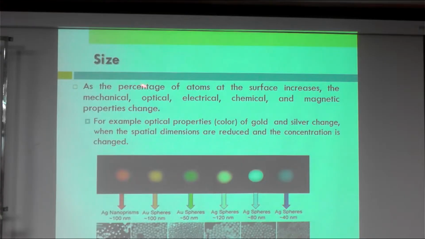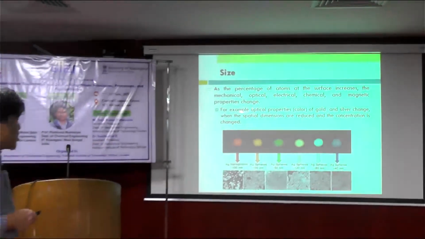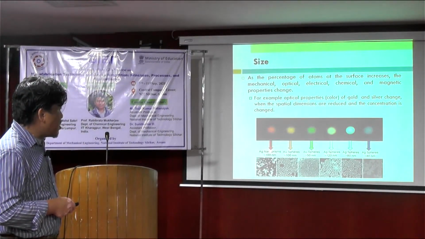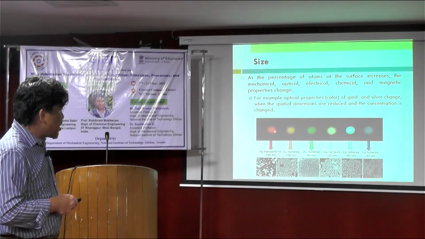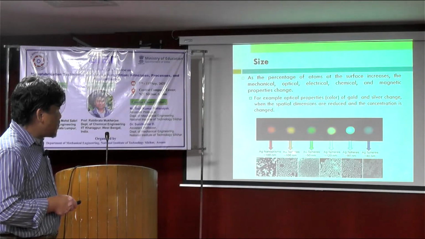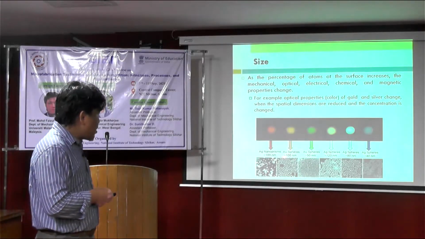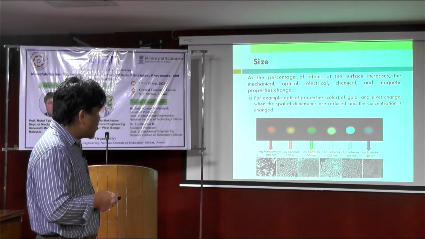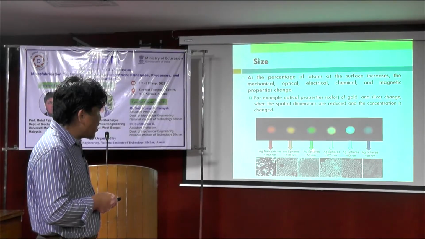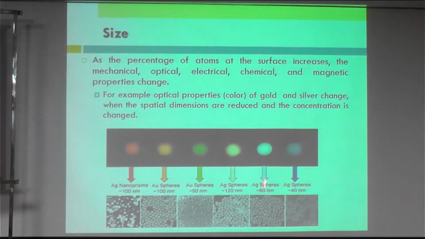Okay, if you see here, as the percentage of atoms on the surface increases, the mechanical, optical, electrical, chemical, and magnetic properties change. For example here, the silver nanoprism in this shape, you can get this different color, and silver and gold nanoparticles at up to 100 nanometers, and gold nanoparticles up to 50 nanometers. You can see different colors, and silver at 120 nanometers with a different color as well, and so on. With the change of the size of the nanoparticle, you can get different absorption, then you can get different color.